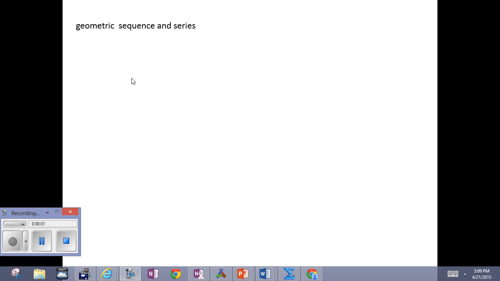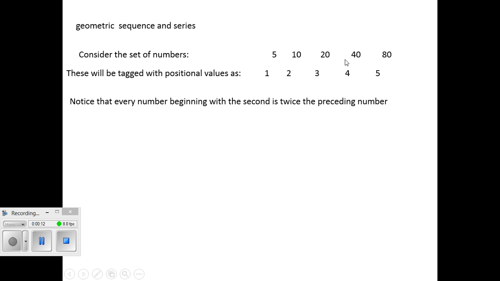And now we begin with our discussion on geometric sequences and series. We'll look at this by means of an example. Okay, we'll look at this sequence of numbers: 5, 10, 20, 40, 80. And we will reference them by tagging them first, second, third, fourth, fifth, and so on.